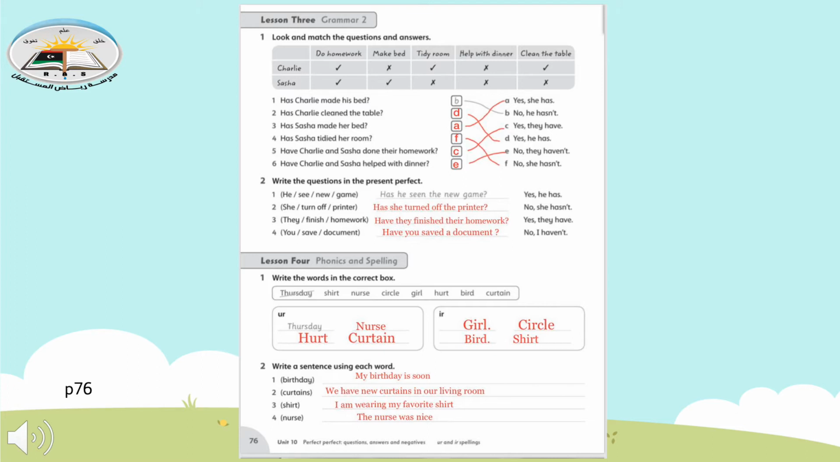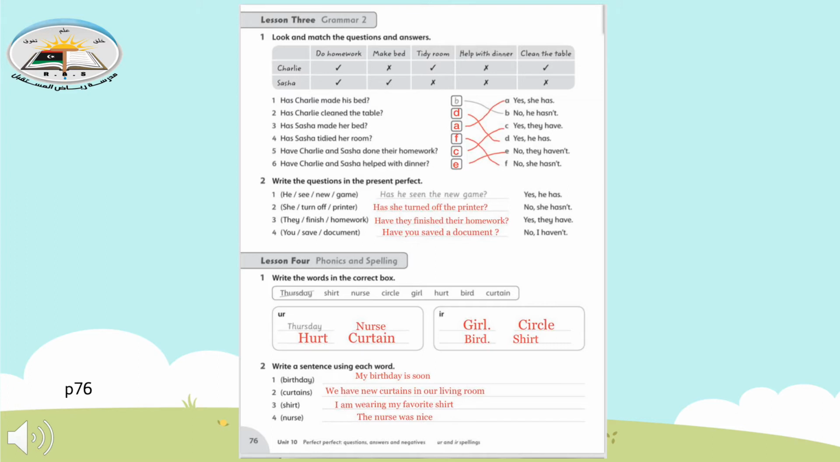Now we have lesson 4, phonics and spelling. The questions we're going to answer right now are phonics questions. Now here we have write the words in the correct box. We have UR box and IR box, and we have the box of the words which are Thursday, shirt, nurse, circle, girl, hurt, bird, curtain.